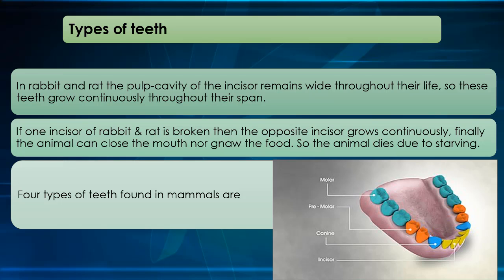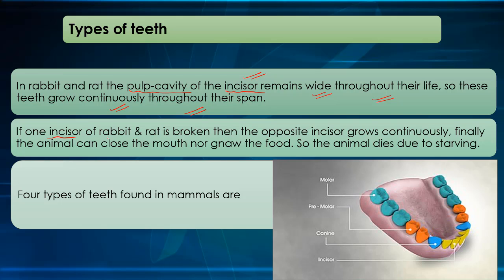Types of teeth. In rabbit and rat, the pulp cavity of the incisor remains wide, very wide, throughout their life. So these teeth grow continuously throughout their lifespan.